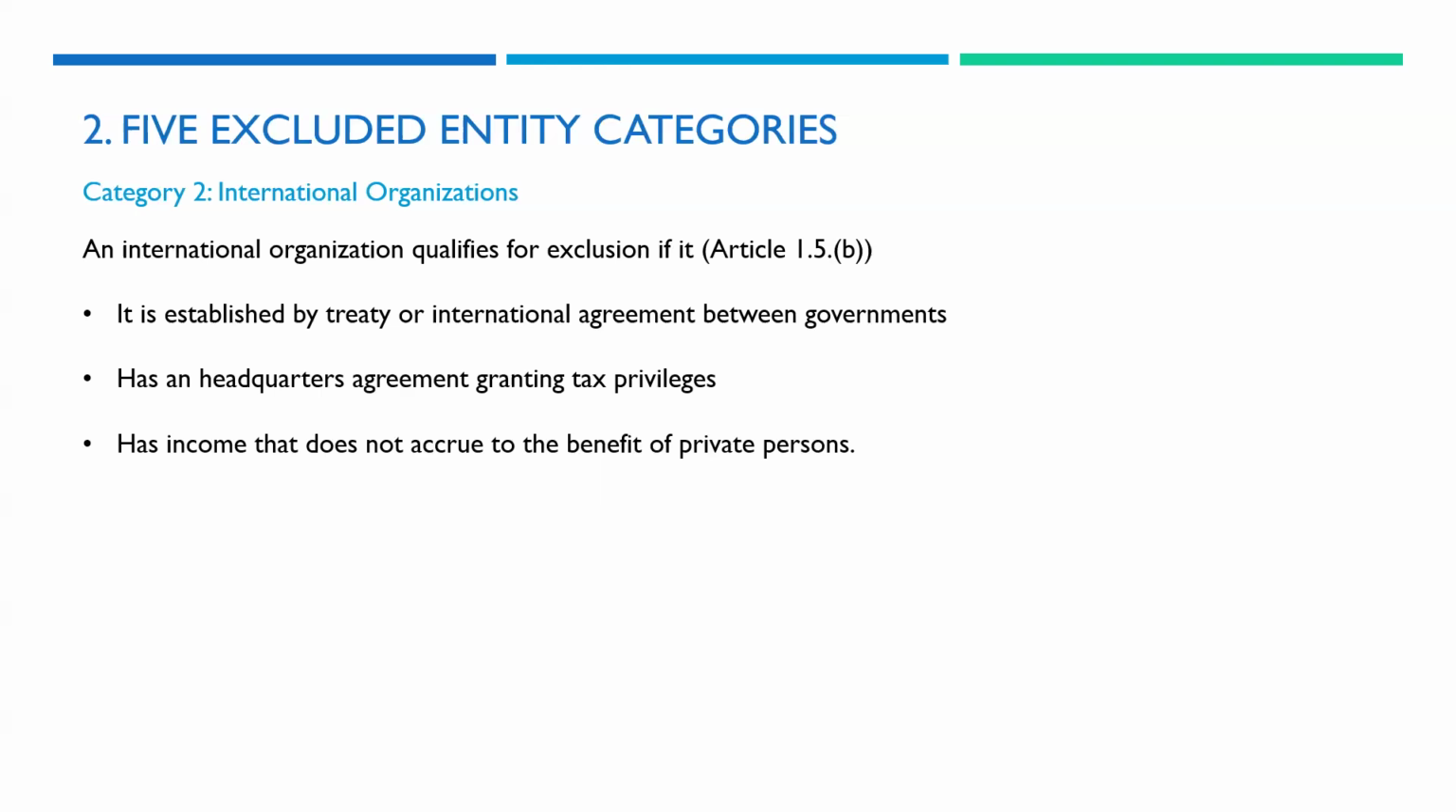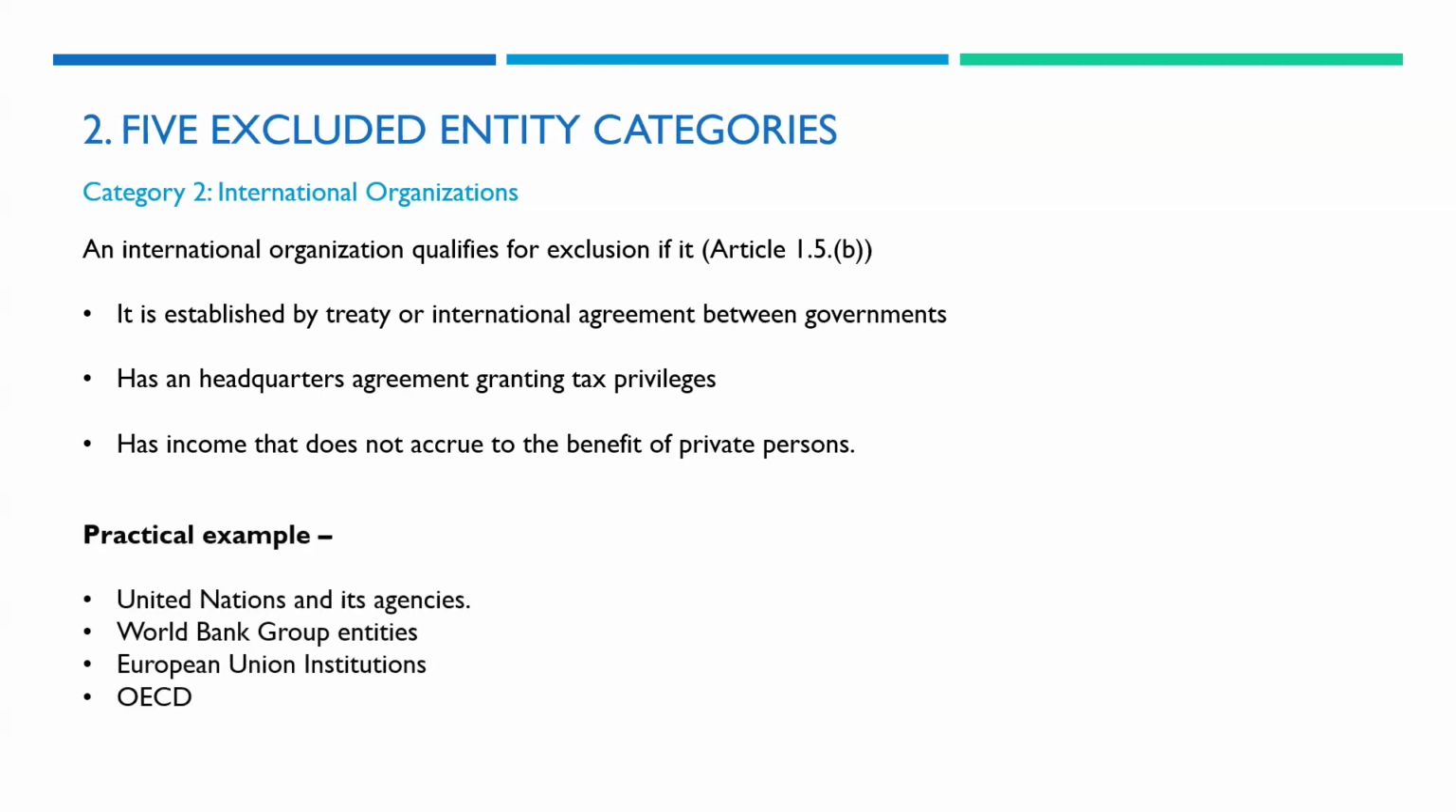So if these three are satisfied, then an international organization is also excluded. Examples are the United Nations and its agencies. What are United Nations agencies? WHO, then UNICEF, all those which are international organizations. World Bank group entities, International Bank for Reconstruction and Development, European Union, OECD as well. So these are the practical examples of international organizations which are exempt from BEPS Pillar 2.